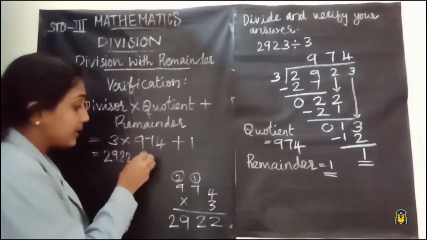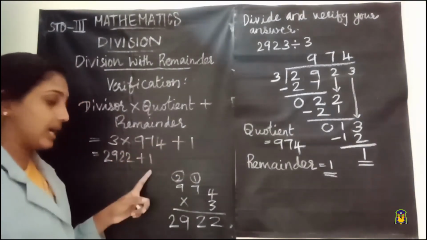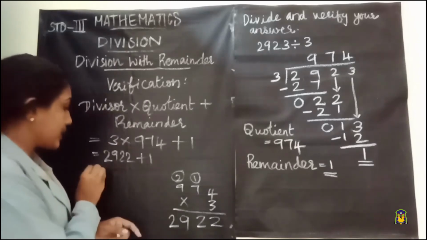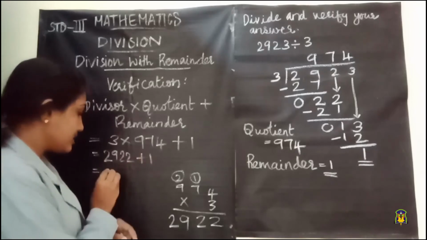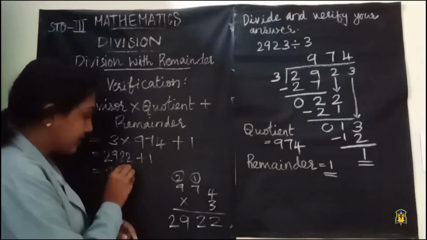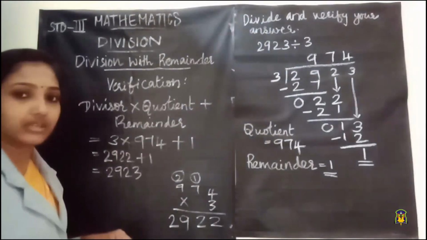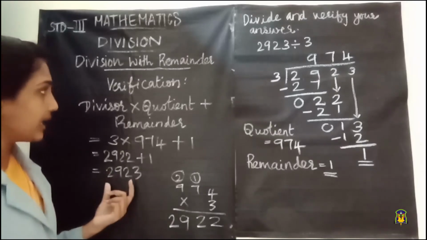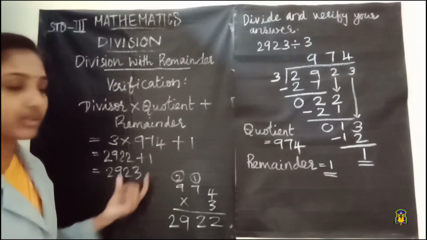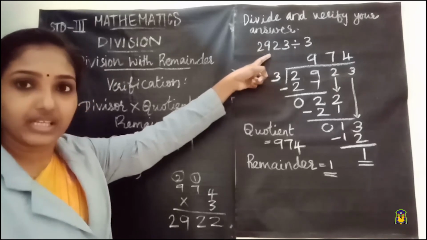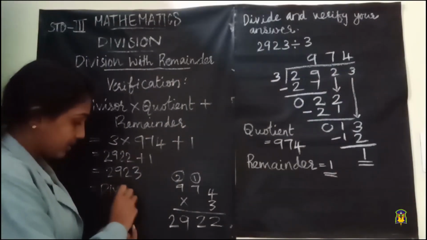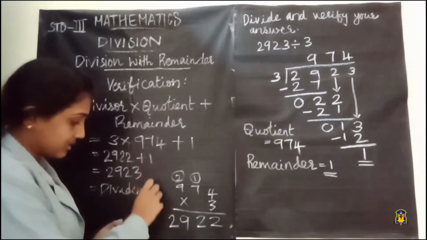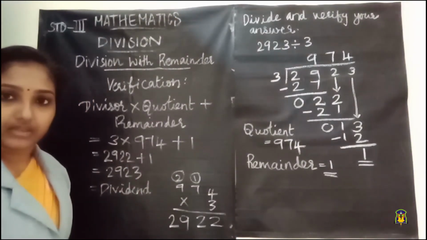So it is equal to 2922 plus 1. We have to add 1, right? So on adding 1 to 2922, what is our answer? It is 2923, right? And look, is this the dividend we got here? It is the dividend itself, right? So it is equal to our dividend, right?